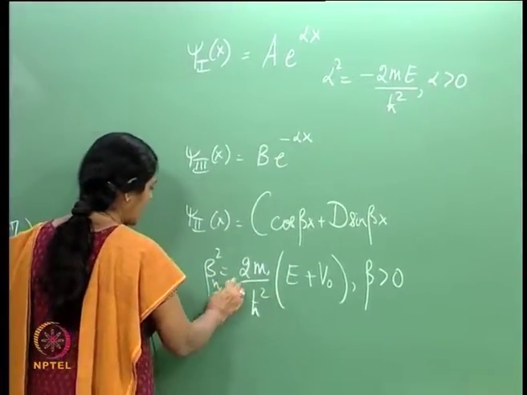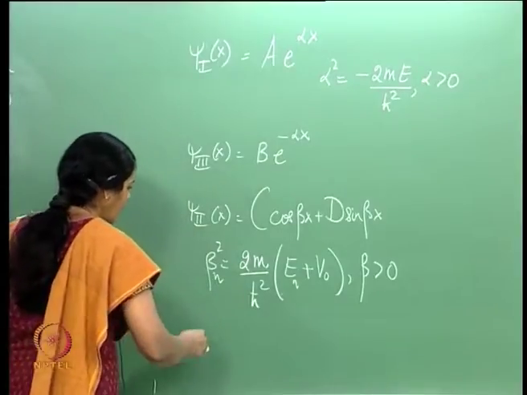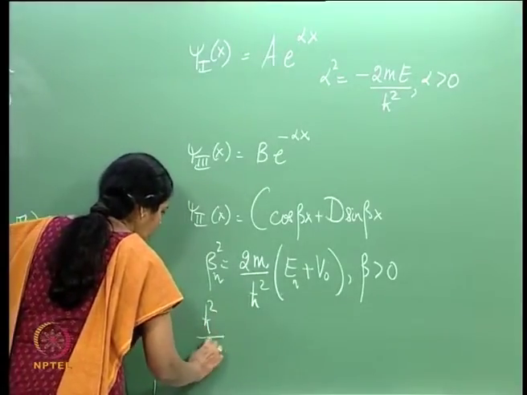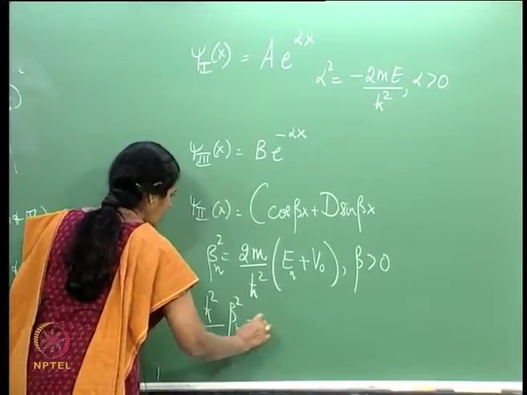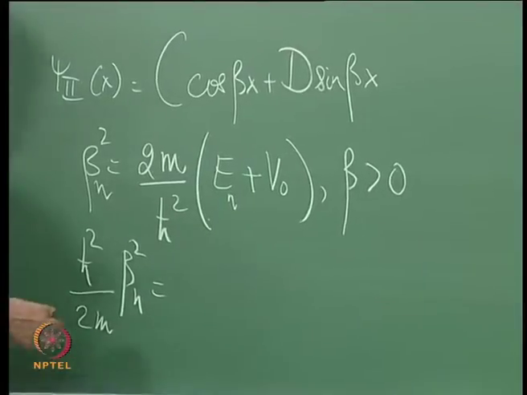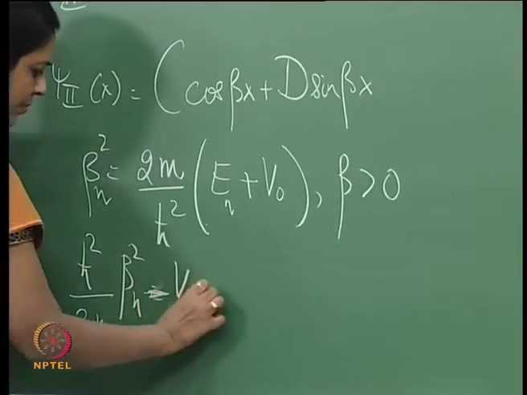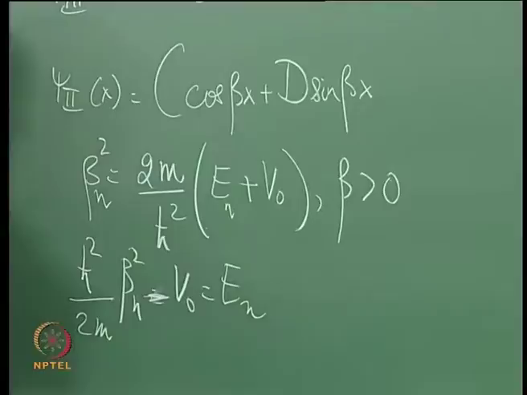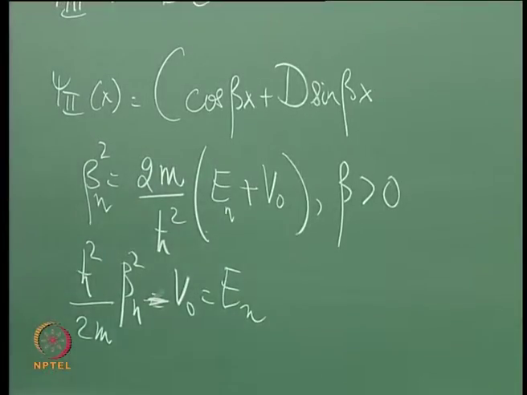I have beta sub n squared is 2m by h cross squared times E n plus V naught, and therefore, h cross squared by 2m times beta n squared minus V naught is equal to E n. So, I can find out the corresponding values of the energy.